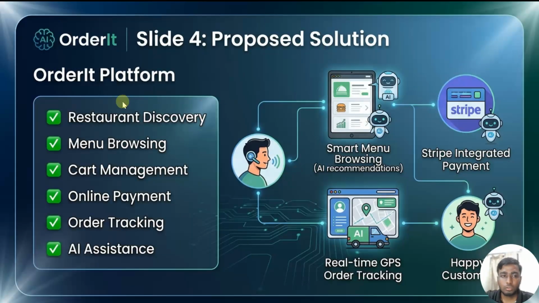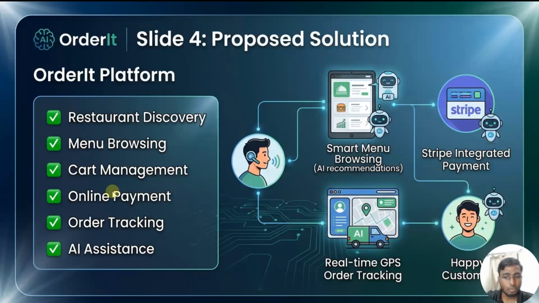Coming to the platform, it includes restaurant discovery, menu browsing, cart management, online payment, order tracking, and AI assistance. The AI assistant is used for any user queries and doubts, and we can discover restaurants based on location and user preference. Menu browsing is also available, so users can browse the menus of different restaurants, and online payment is done through Stripe. It is more secure from unauthorized access.